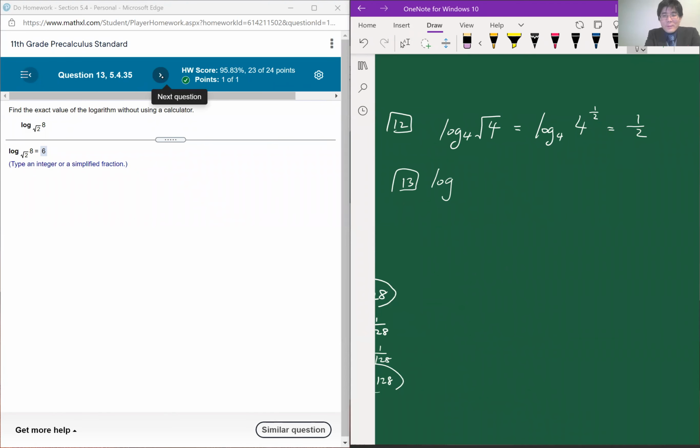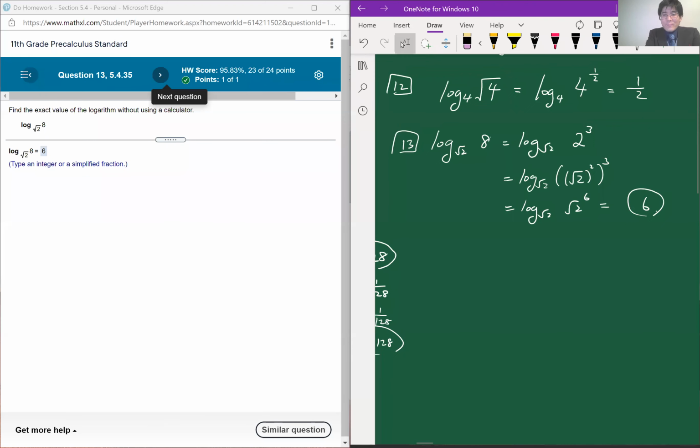Okay, log base square root of 2 of 8. So again, we want to know: square root of 2 to the what power gives us 8? We know that 8 is 2 cubed. And 2 is the same thing as square root of 2 squared. So that is equal to log base square root of 2 of square root of 2 to the power of 6. So the answer is 6.